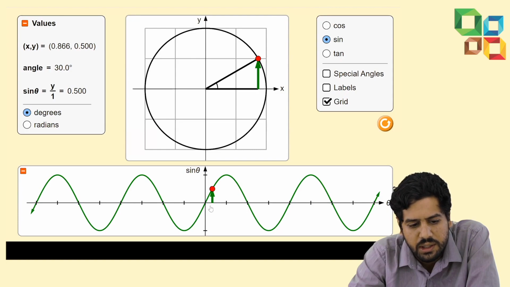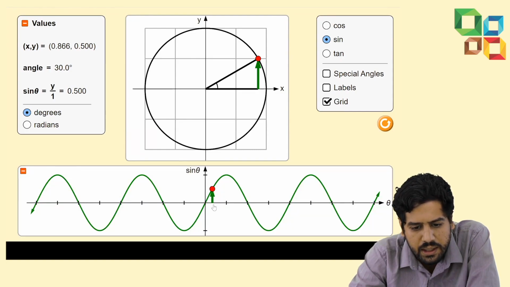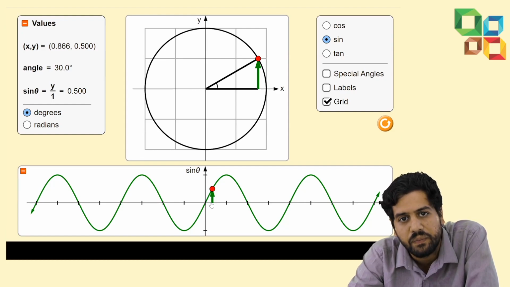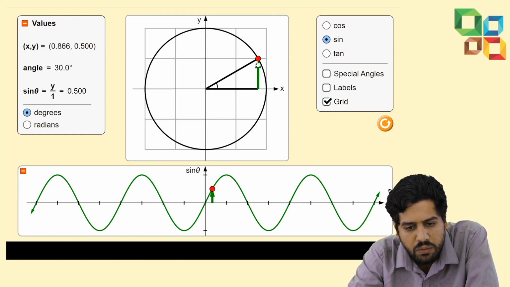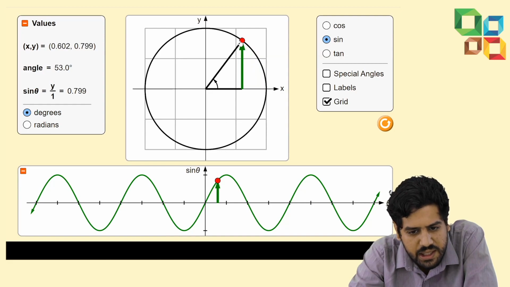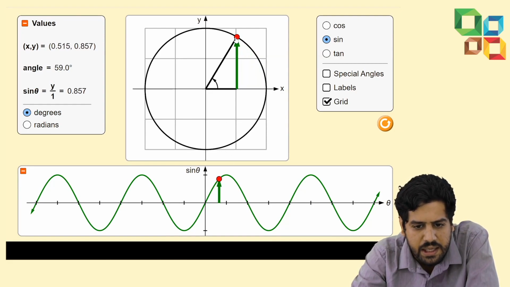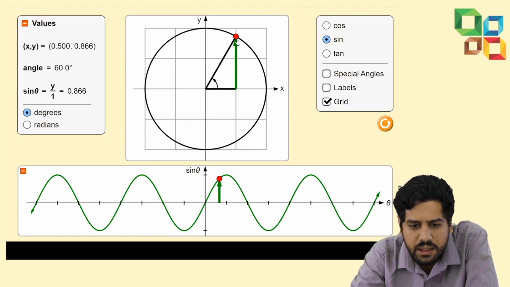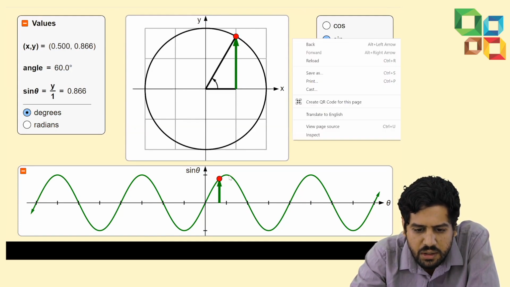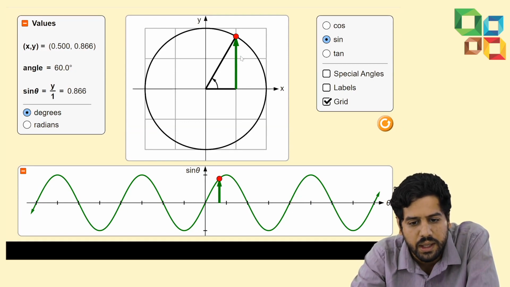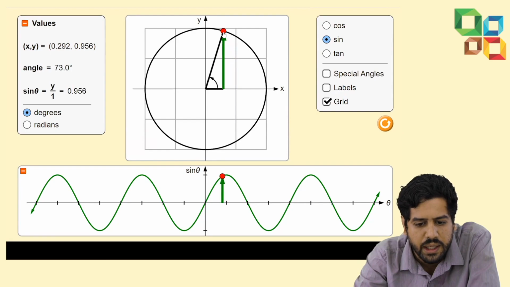X coordinate for that, this will be pi by 6, which is 30 degrees. And then you move ahead, you go to 60 degrees. So you look at the 60 degree point here and you look at its height, and then you extend this to this point. That will give you sine of 60 degrees. And then further you go ahead like that.